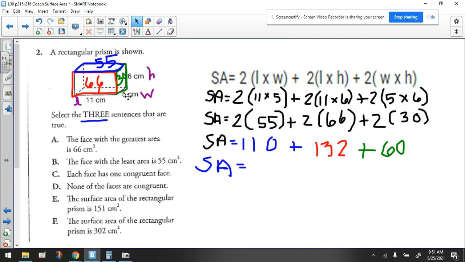Now, I want to remind you what I said initially. Remember, if this is 30, this is 30. If this is 66, so is the back. And if the top is 55, so is the bottom. All right, now finish up by adding these together.